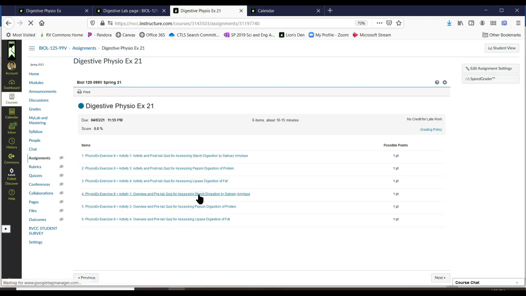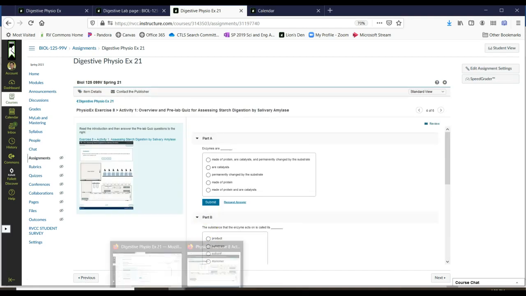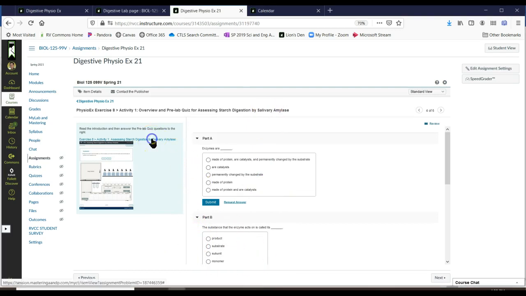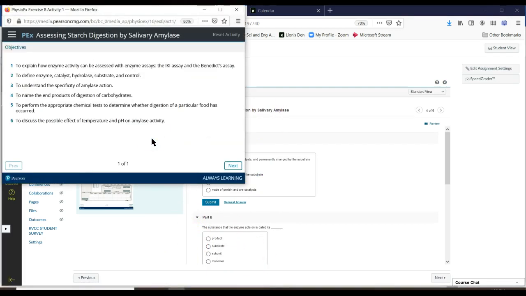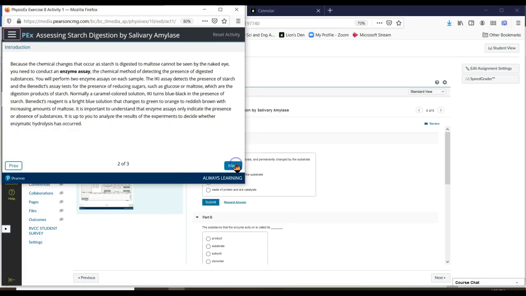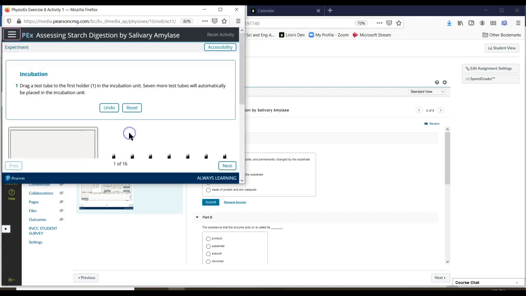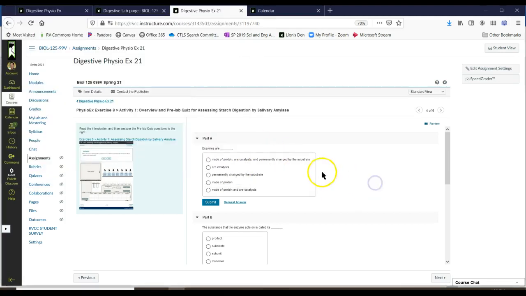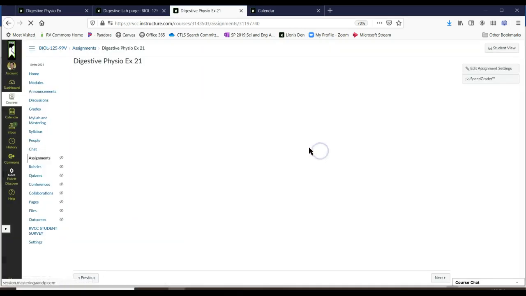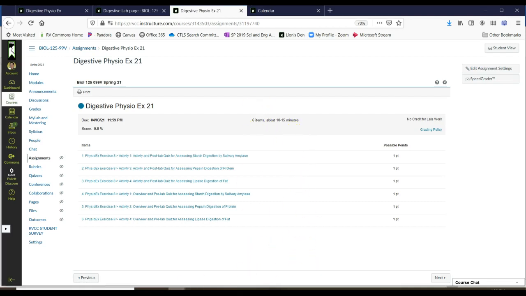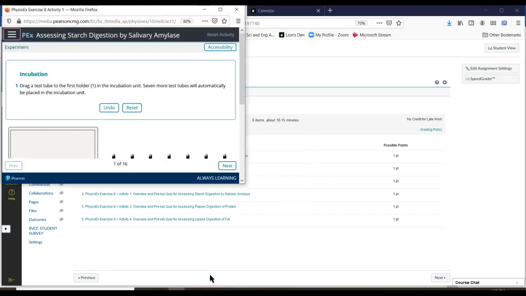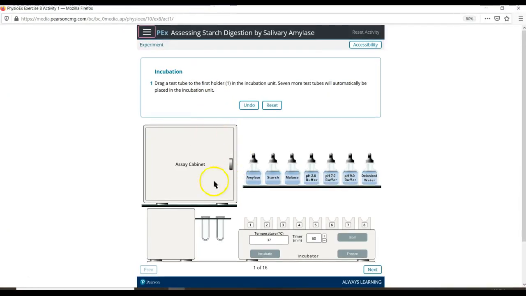We'll just do the whole thing again, right? There we go. So you open it, here's your Prelab Quiz, you open your assignment, or the activity, you read through the activity. Yay, I understand everything, I am the master of amylase. Then come back here, do your Prelab Quiz, and then go back to the assignments. The experiment window is still open, it's a different window. So then you're going to do your experiment.